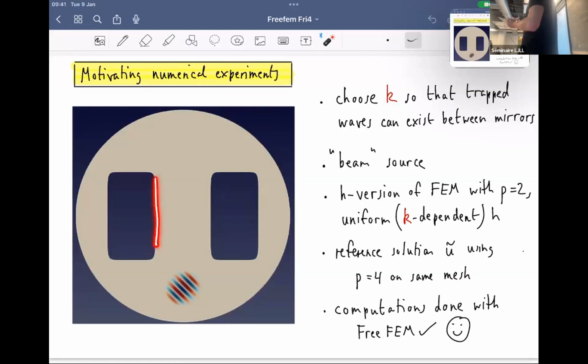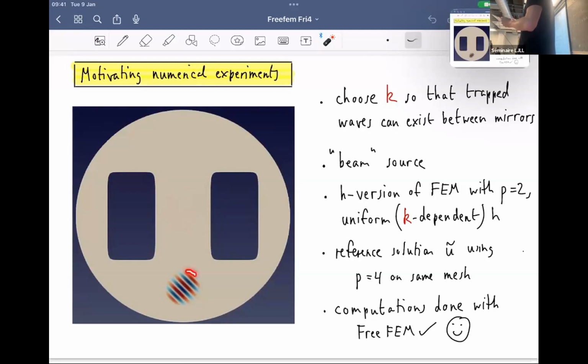That's what we call these two mirrors. So what you need is the distance between the mirrors to be some multiple of half a wavelength, right? You want to fit some waves in here. So we're focusing on those particular frequencies, I should say wave numbers k.